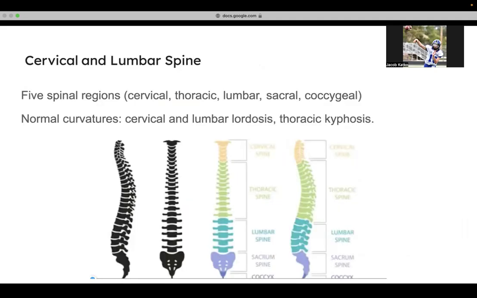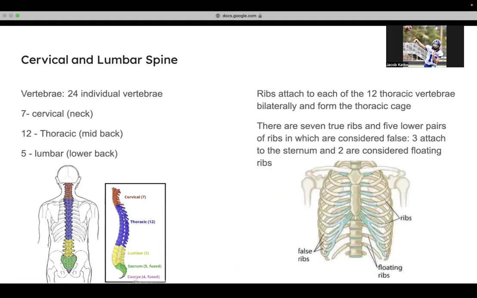Lastly, looking at the cervical and lumbar spine, there are five spinal regions, which are cervical, thoracic, lumbar, sacral, and coccygeal. I don't know how to say the word. Normal curvatures include cervical and lumbar lordosis, and thoracic kyphosis. And then there are 24 individual vertebrae, seven of which are cervical, 12 thoracic, and five lumbar. Cervical would be the neck, thoracic would be the mid back, and lumbar is the lower back.